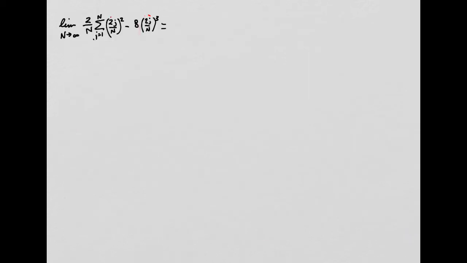So let's do this problem with power sums. We're going to start with rewriting this and clearing this up. So we get the limit as n goes to infinity of 2 over n times the sum from j equals 1 to n. And then if we square this 2j over n, you're going to end up with 4j squared over n squared minus, and then 8 times this cube. So 8 times 2 cubed will be, 2 times 2 is 4. Oh, duh. Okay, so it's 64 j cubed over n cubed.